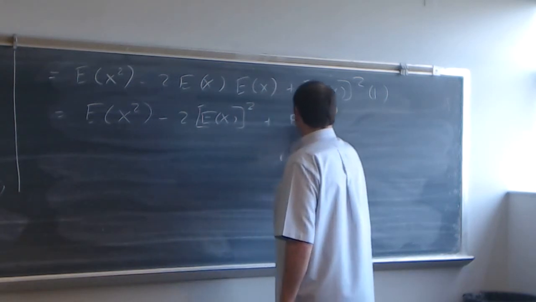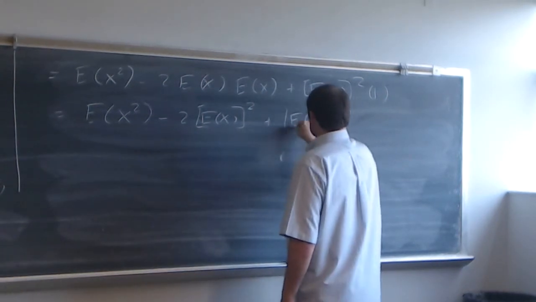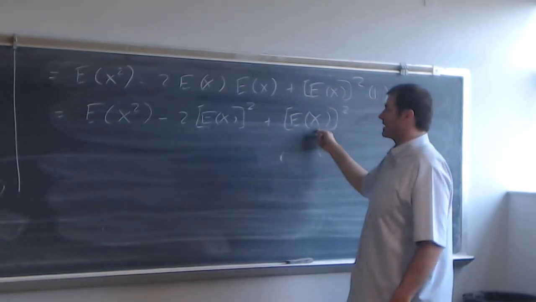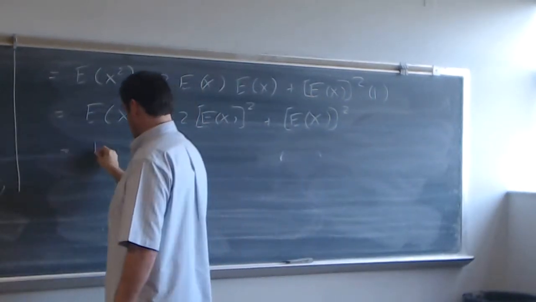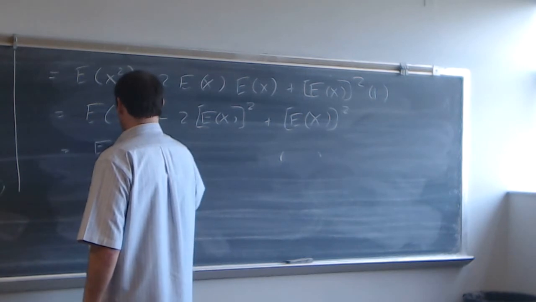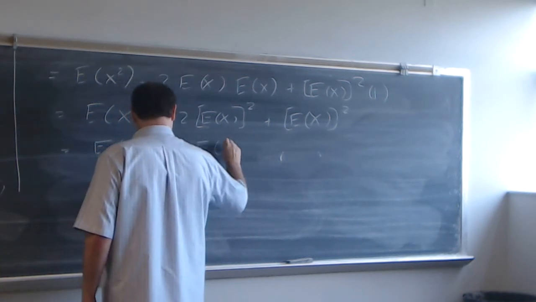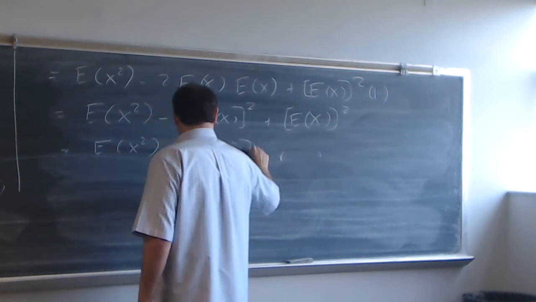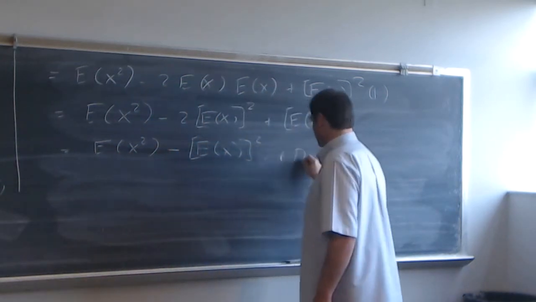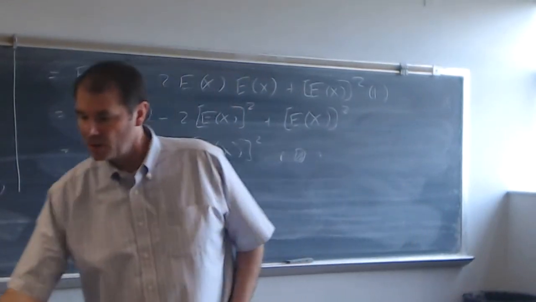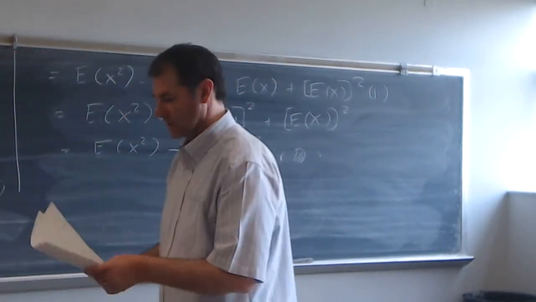And then this is plus 1 times the expected value of x, quantity squared. These are like terms, so we combine them. We end up with the expected value of x squared minus the expected value of x, quantity squared. That's what we were trying to get. So that proves the variance formula. The next thing I want to do is an example.